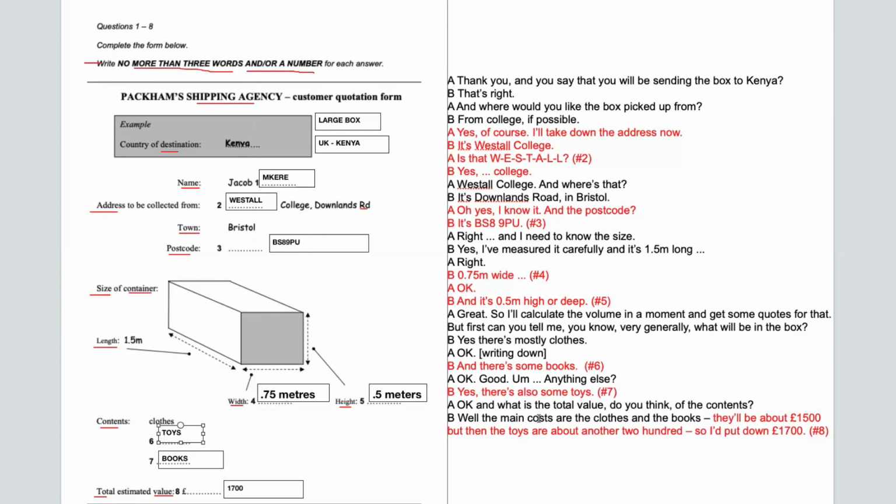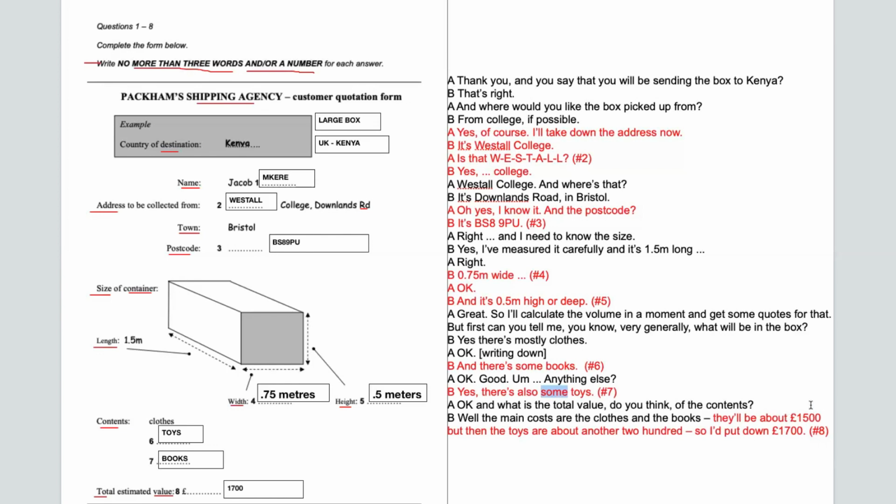You could also write some toys and some books. That's fine because, again, no more than 3 words and or a number, and placing some in this answer does not change the meaning, so it would be completely fine. Total estimated value, again, it's a common trick to add more numbers than necessary.